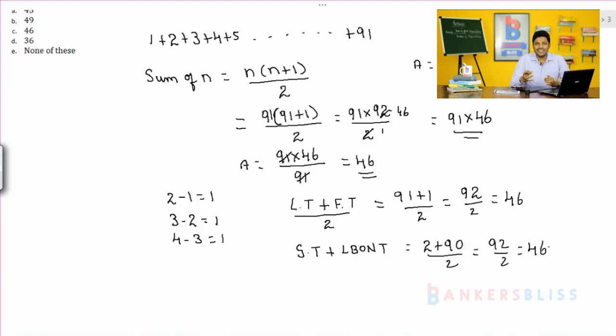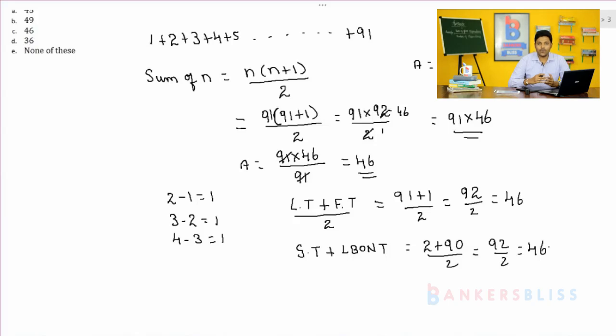Otherwise you can do one thing, third term plus last but two term. In this manner you can do. So in the arithmetic progression, the middle number will always be the average. To calculate the middle number, if the series is very big, we can go with this methodology, the first term plus the last term by 2, we will get the middle number. So here 46 is the average and option C is the right answer.